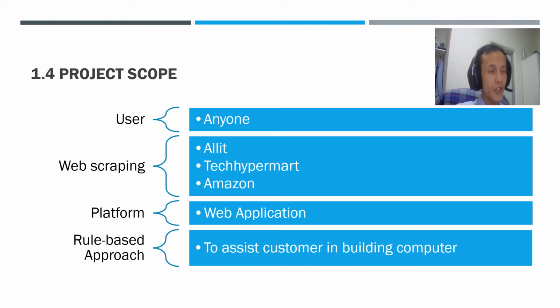The next central element for this project will be web scraping. WebCore will be using web scraping to scrape computer components from three selected websites, which are All IT, Tech Hypermart, and Amazon. And the platform will be a web application. And for the complexity, WebCore will be using a rule-based approach to assist customers in building a computer system.